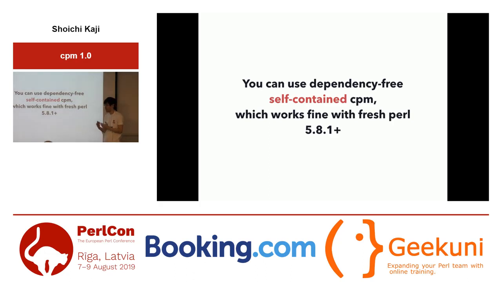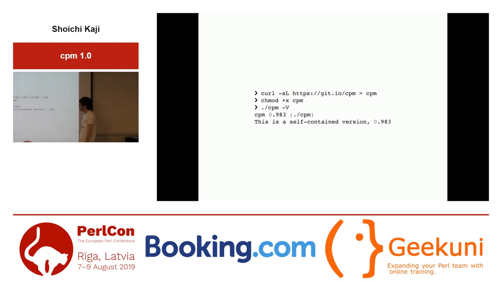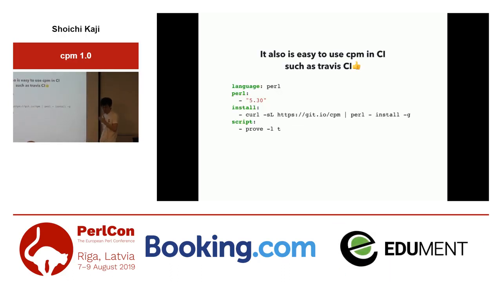Of course, you can install CPM via CPAN, but you can also use the dependency-free self-contained CPM, which works fine with fresh Perl 5.8.1. So you can download CPM by this one-liner. And it is also easy to use CPM in CI, such as Travis CI. So you can use this one-liner to install dependencies.